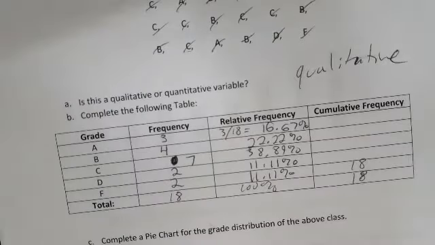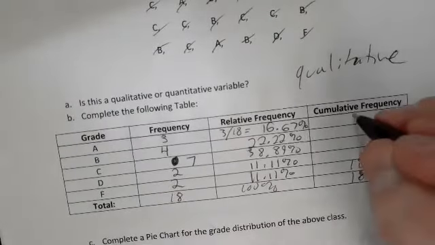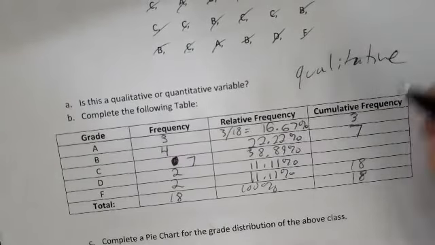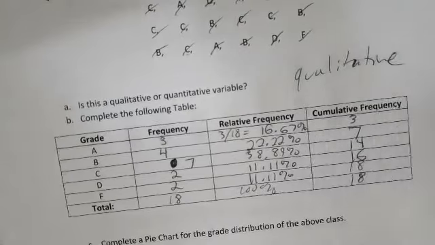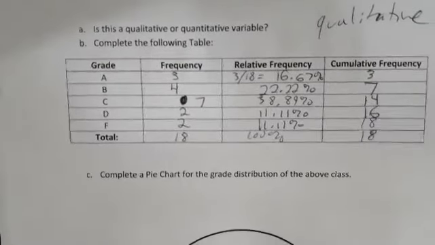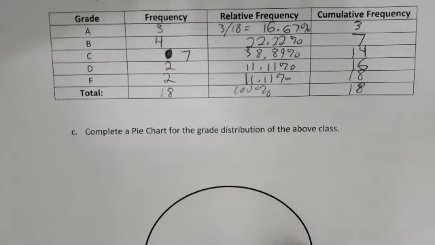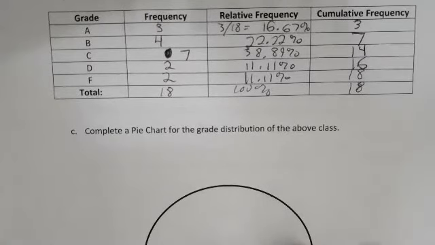All right, so now we're looking at cumulative. We're starting with 3. We add 4 more, we get to 7. We add 7 more, we get to 14. We add 2 more, we get to 16. If we add 2 more, we would get to that 18. So we did that correctly. Now they want us to do a pie chart.